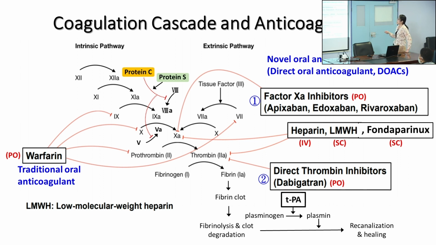After you understand the whole mechanism, we can see how different classes of anticoagulants target it. You can see warfarin is here. Warfarin is the traditional oral anticoagulant, and we are using it very often in our country now. Warfarin targets many different factors, like factors 9, 10, 2, and also factor 7. So it has many different target sites. And heparin targets factor 10 or factor 2.